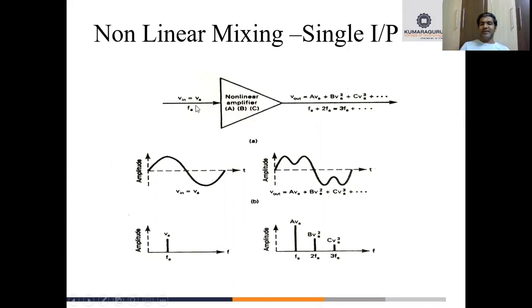Your input V in is equal to Vs sine, a sinusoidal signal. So it's a sine wave. Because your output is following this relation, your input-output relation in a non-linear device is given like this: A times V in plus B times V in square plus C times V in cube and so on. When you draw A times VA plus B times VA square plus C times VA cube, you will get a figure like this. In time domain, you will have multiple dips. And we will analyze the frequency domain after seeing this derivation.